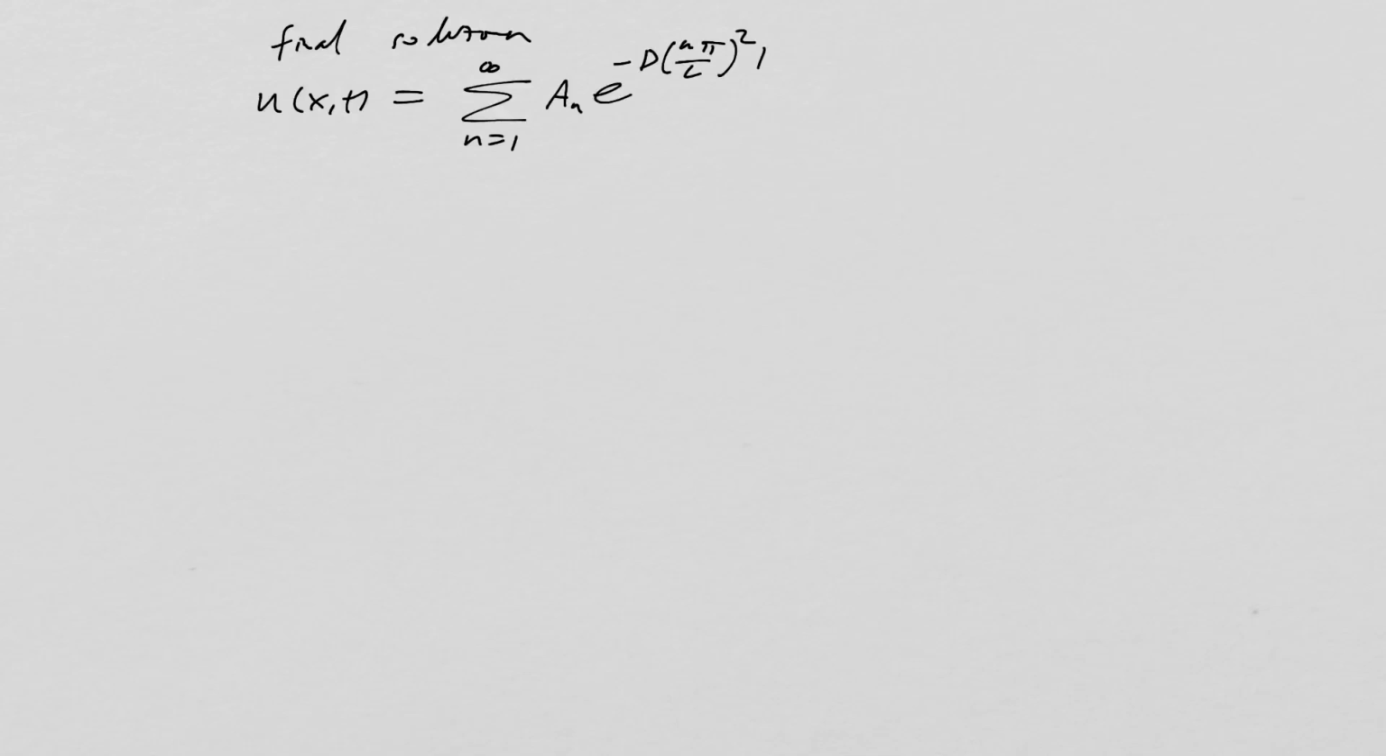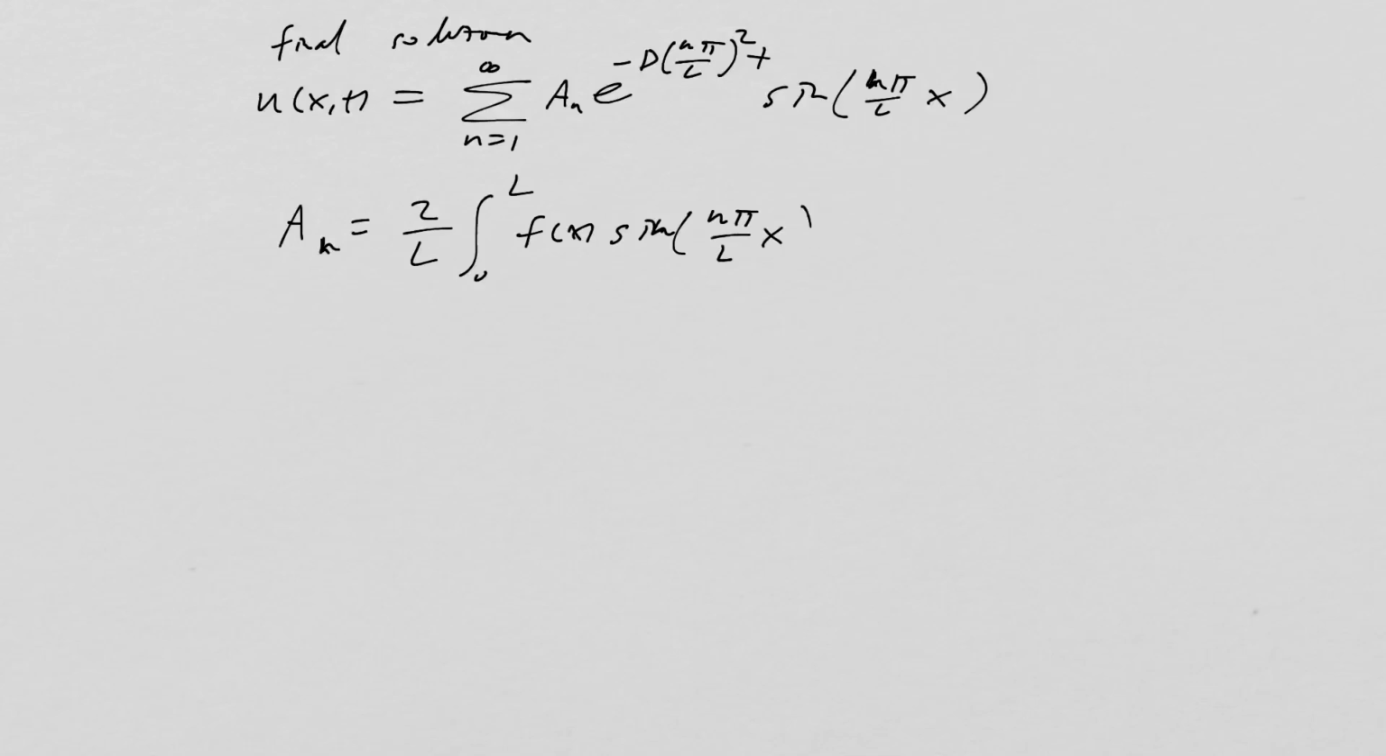So the idea here is that now our final solution is going to be u of x comma t is equal to the sum, n starts at 1, for the heat equation, that is, an e to the negative d times n pi over L quantity squared t times sine n pi over L times x, where the an's are given by the standard formula 2 over L, integral from 0 to L of f of x sine of n pi over L times x dx. So that is our final solution to the heat equation.